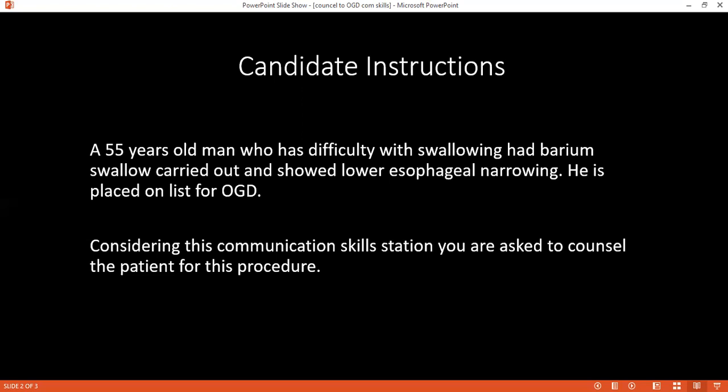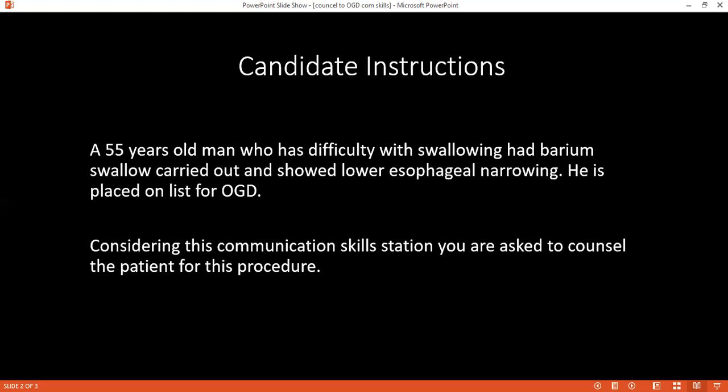Yes, Mr. Smith, that's right. I'm checking from your notes that you have difficulty in swallowing, and your previous investigation has shown that there is some narrowing at the lower part of your food pipe. So that is why we need to carry out this investigation. Let me tell you in detail about this procedure. It is called an esophagogastroduodenoscopy, which can be abbreviated as an OGD.